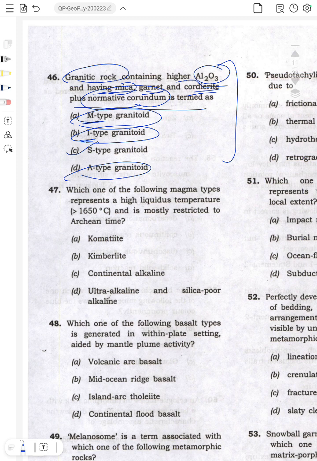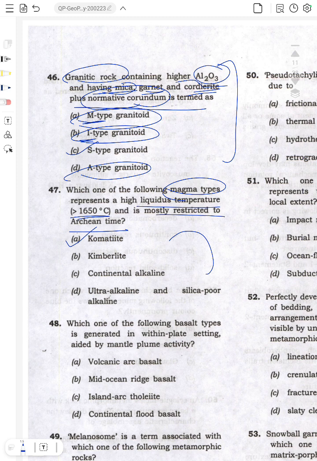Now we have the following magma types. Again on the magma types and the settings. It says high liquidus temperature and mostly restricted to Archean time. I told you this already. It's the komatiite only. So komatiite is ultramafic rock and it is low SiO2 and it is high magnesium. It's also a magma type, high magnesium oxide, and it has a temperature of 1650, and liquidus is the temperature at which the magma begins to crystallize.